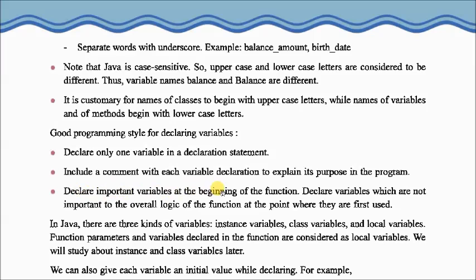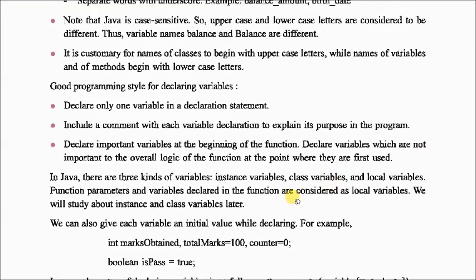Declare important variables at the beginning of the function. Declare variables which are not important to the overall logic of the function at the point where they are first used. Sometimes we need some temporary variables, so you can declare them when they are first used, and only the important variables you need to declare in the beginning of the program.